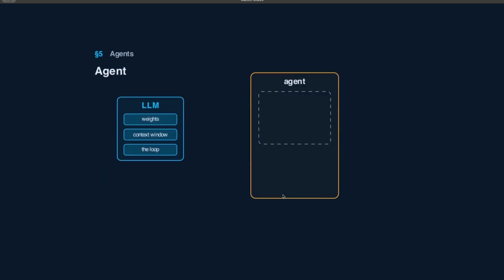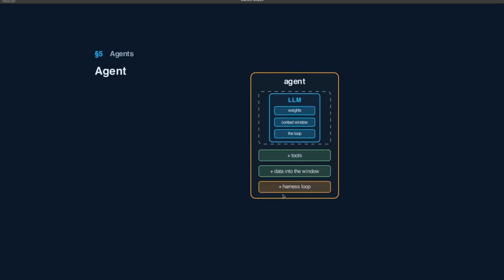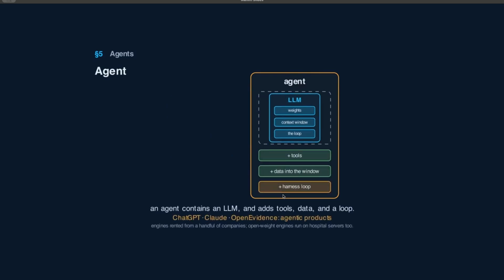So we can visualize this as the large language model being essentially the engine for an agent. A lot of these platforms that we use, like Claude, Open Evidence, these are agentic platforms. And then the things that the agents add on are tools, the ability to look at data and search data and then inject it into the context window as needed. And then the ability to call the large language model over and over again until a task is complete.